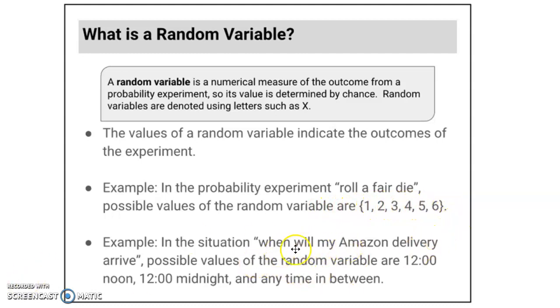For example, when will my Amazon delivery arrive? There are a lot of different possible values. There's 12 o'clock noon, 12 o'clock midnight. There's any time in between.